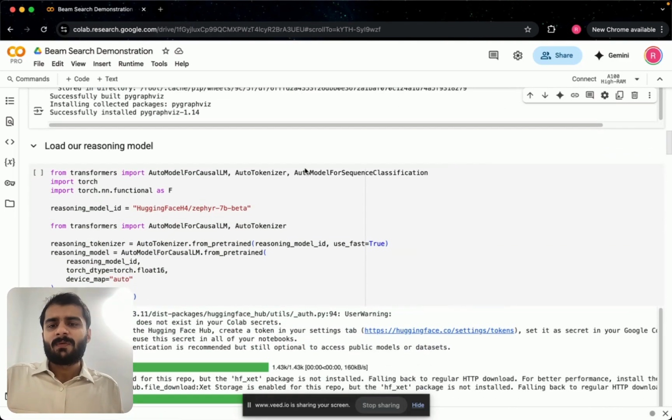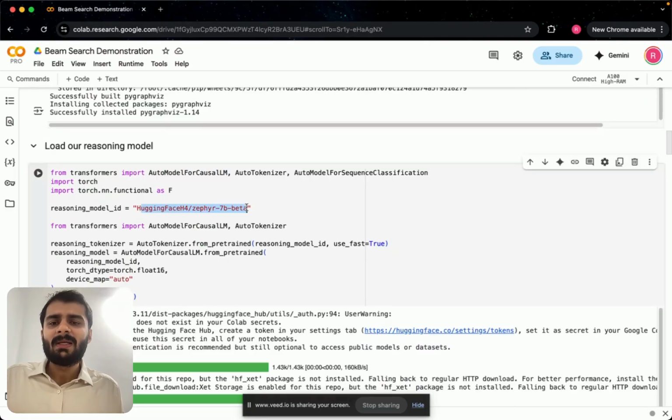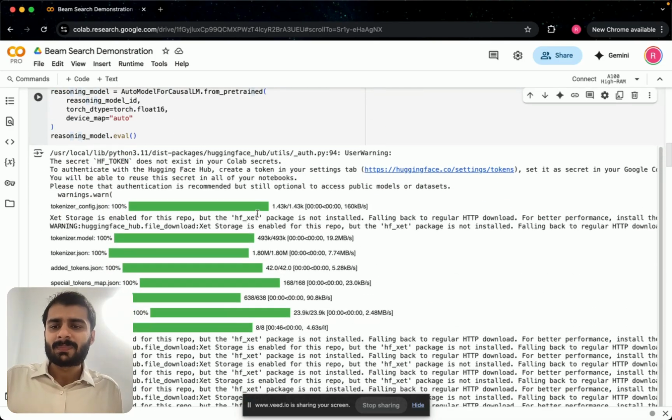Then after that, we load our reasoning model. We are using this Zephyr 7 billion parameter reasoning model for our case. You can refer back to the code which we saw in the last lecture, where we had this exact same block of code. So this block of code repeats whenever you are loading your reasoning model. The block of code remains the same.